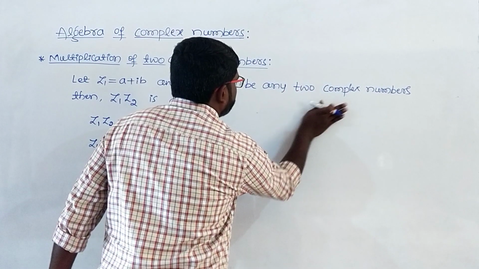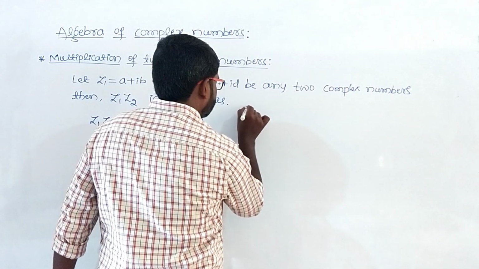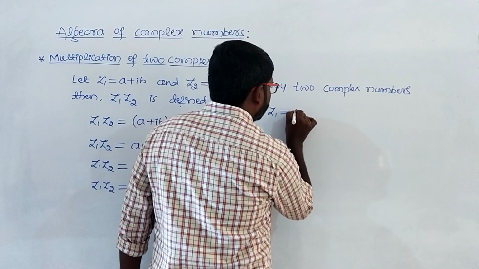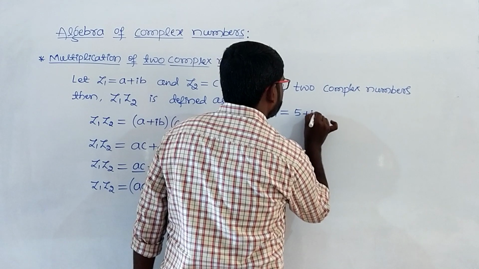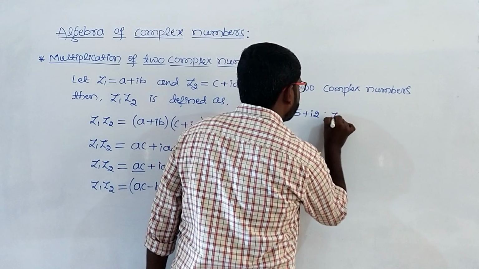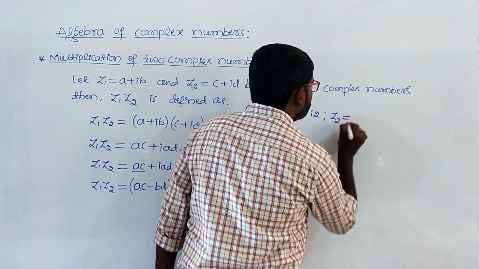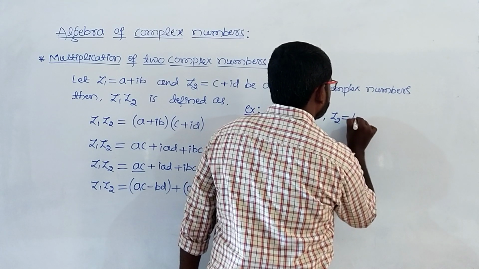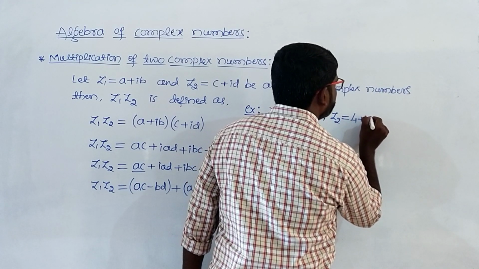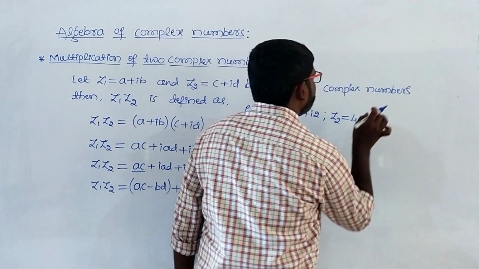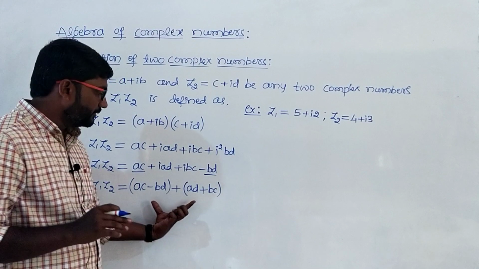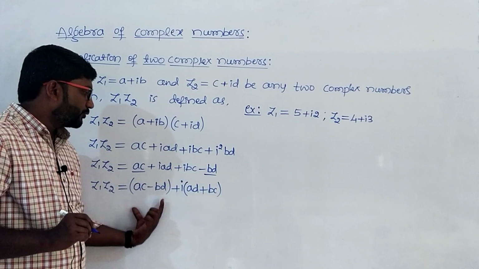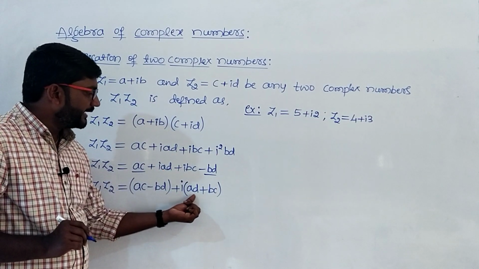So let me give an example for this. Z1 is equal to 5 plus i2 and Z2 is equal to 4 plus i3. Now we have to go for Z1 into Z2. Here we have to write i: we took AC minus BD, then in these two terms i is common, and AD plus BC remains.